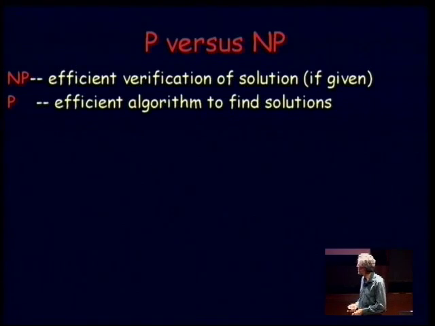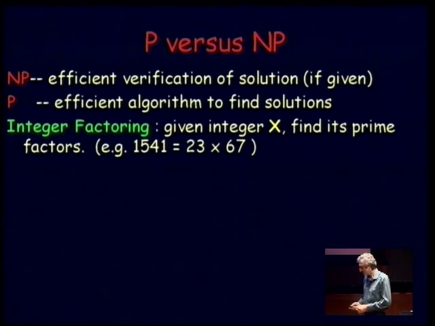Okay, here are the definitions again. I want to show you another example. So we saw one example of a problem in NP, which we don't know if it's in P or not. Here's another, just to get some intuition about these classes, which I'm sure some of you see for the first time. So here's a more natural problem, because it's something you learn in elementary school. It's the problem of factoring integers. The input is an integer, x, and you are supposed to find its prime decomposition. So, for example, in this case, the primes are 23 and 37. When you multiply them, you get 1541.